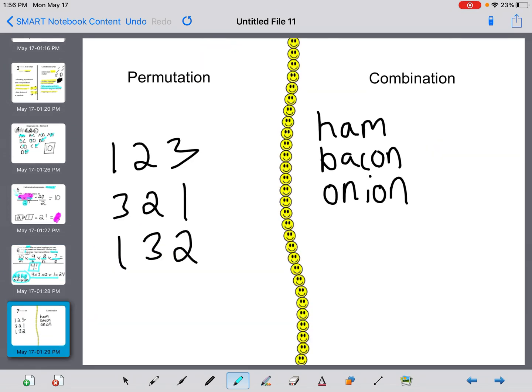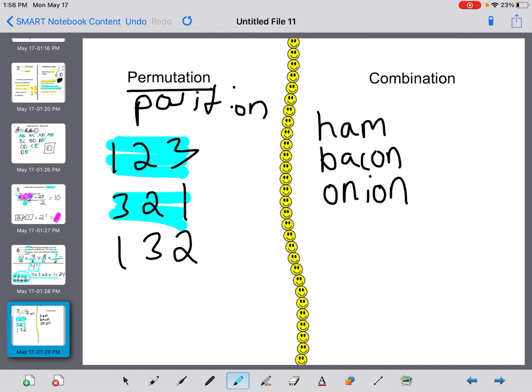Okay, so just to summarize, what's the difference between a permutation and a combination? Maybe think this. Permutation starts with a P. Think about position or placement. Position or placement matters. So if I look here, let's say this is a bike lock. Let's say my bike lock code is 123. If you put 321 on my bike lock, it's not going to open for you because order matters. Or if you put 132. So these are all different permutations because the position matters.